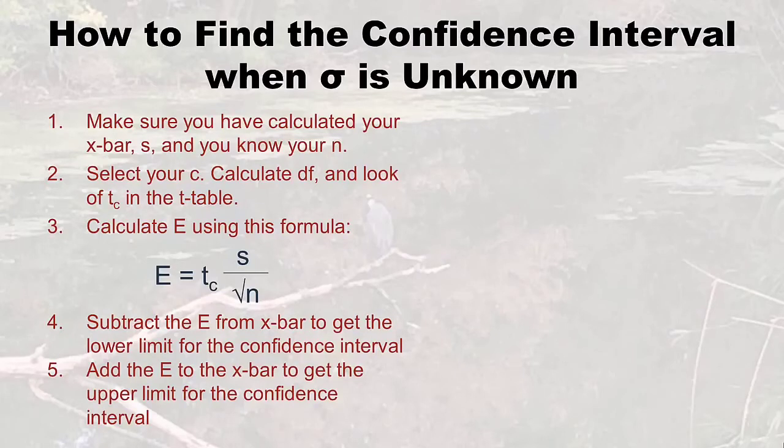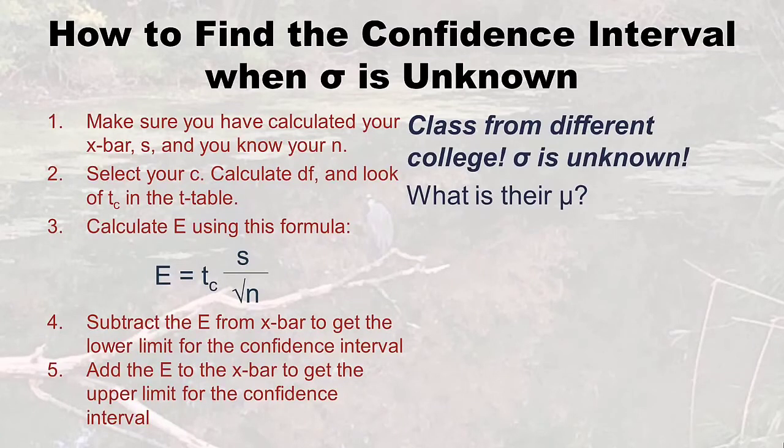So we're going to use this estimate using the sample. Once you get your E, you're familiar with step 4 and step 5, right? Because step 4 is to get the lower limit, you subtract E from x bar, and step 5 to get the upper limit, you add E, the margin of error, to x bar. I'm going to demonstrate this, and then I'll also show you how to deal with the T table.